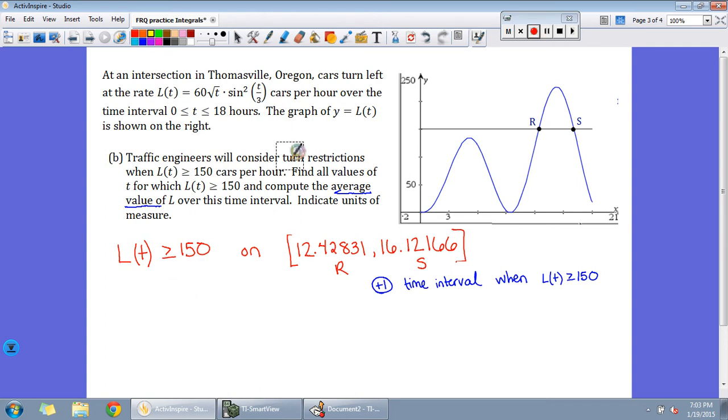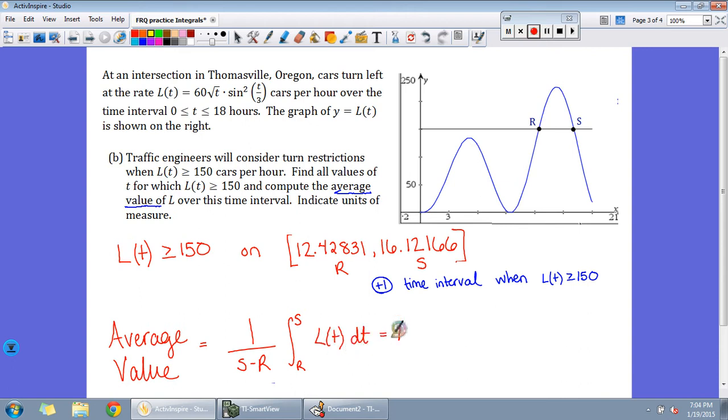So we've now found all the values of t where this is true, and now we're going to compute the average value of L over this time interval. So the average value is going to equal 1 over b minus a, or s minus r, times the integral of r to s of L of t dt.